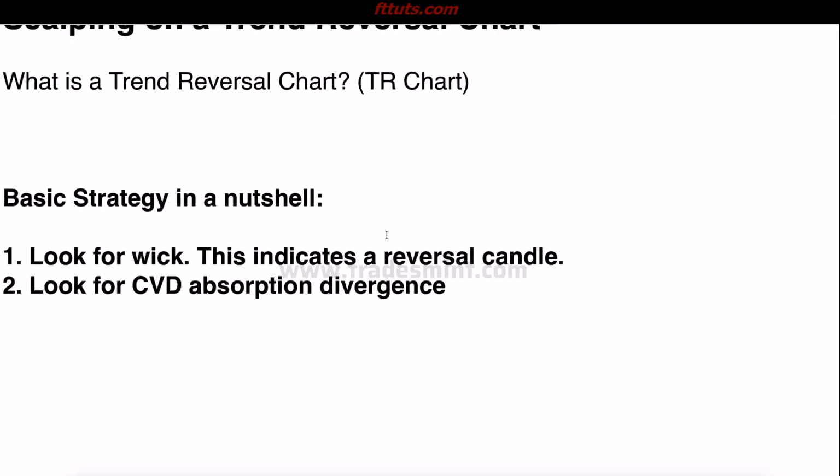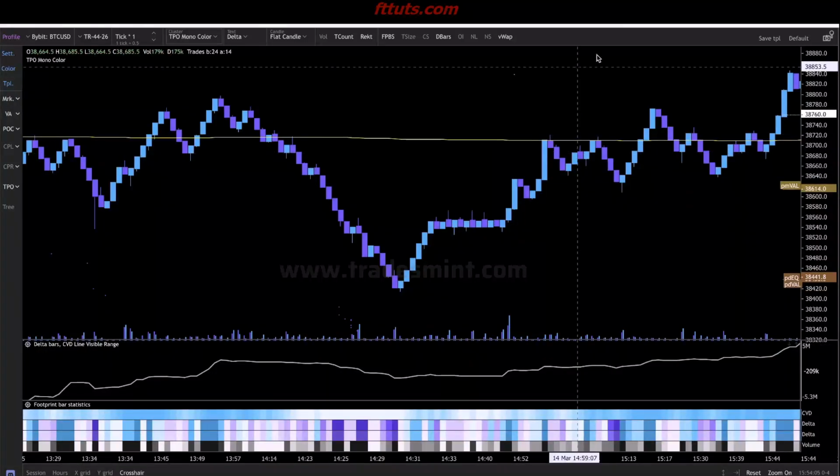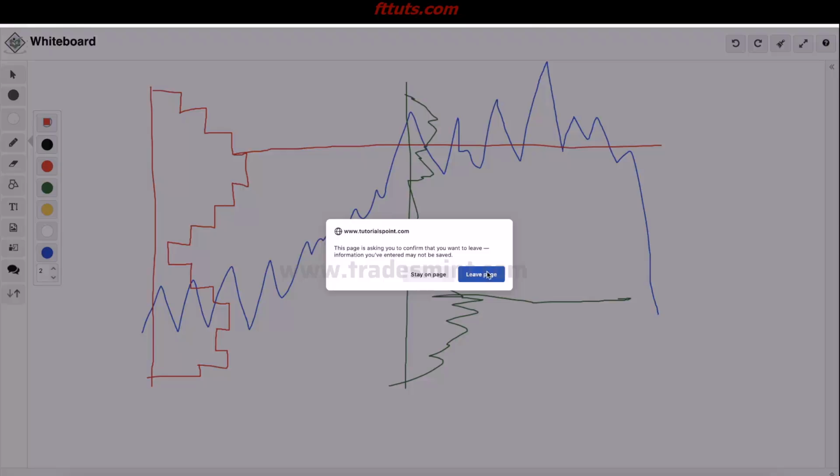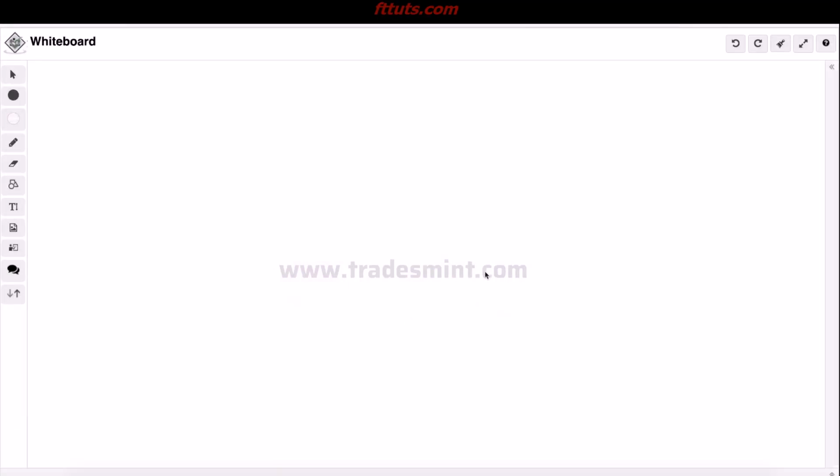So the basic strategy for this is we are going to be looking for absorption CVD divergences with a candle that has a wick. So let's come over here and go over to our handy dandy whiteboard, and let me just show you what we are going to be looking for.